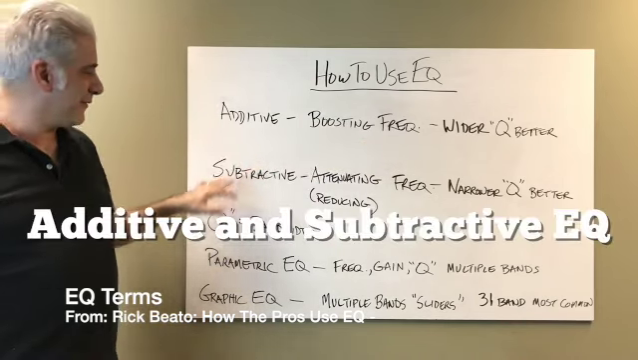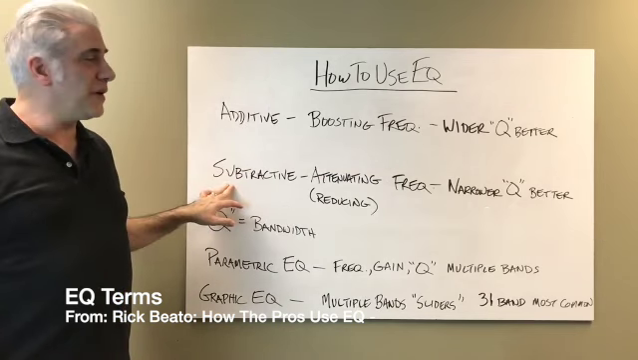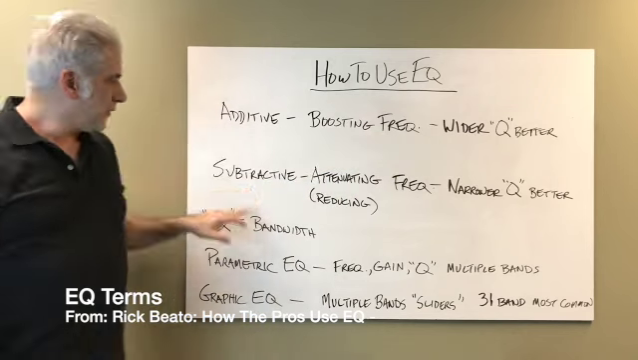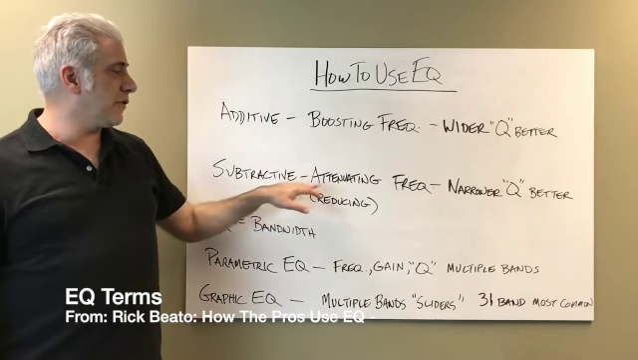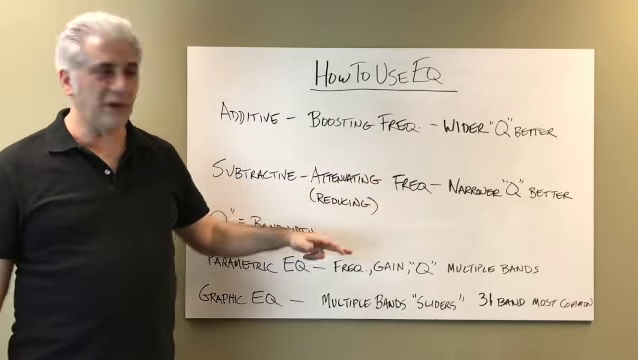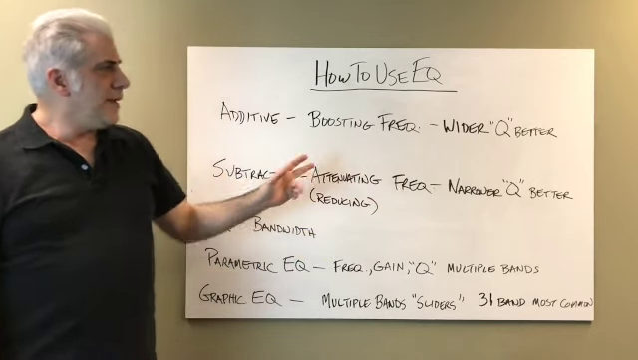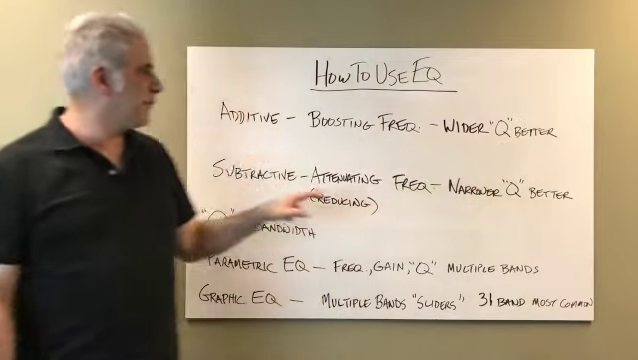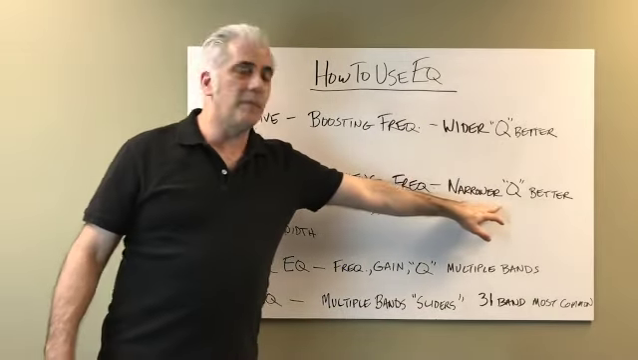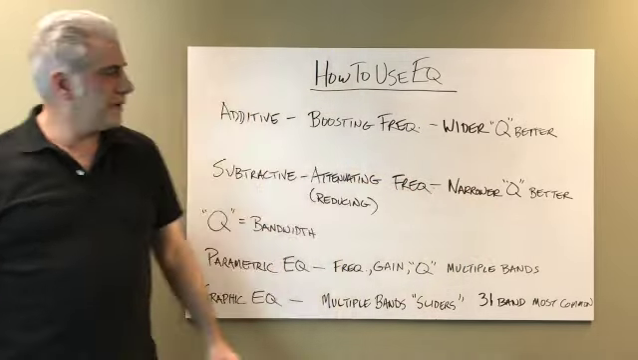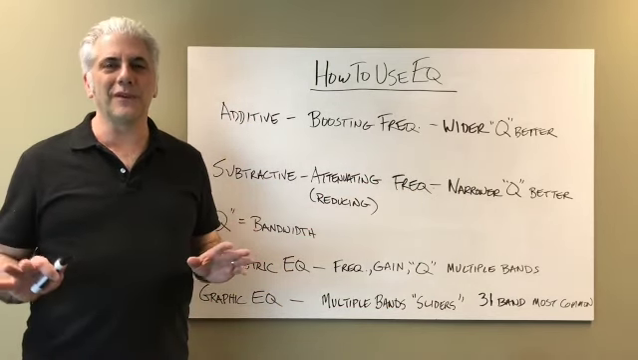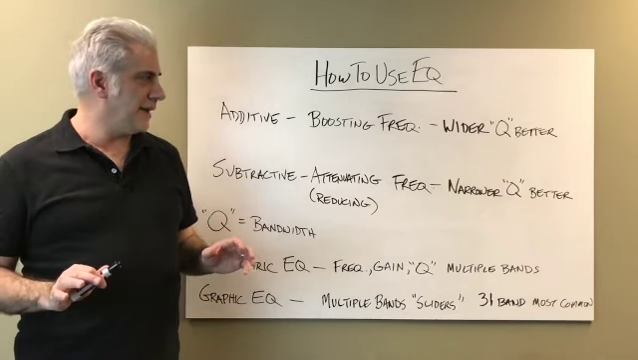Now let's talk about two different types of EQ that are generally considered, which is additive and subtractive. That's pretty self-explanatory. Additive EQ is boosting frequencies. Subtractive EQ is attenuating, which means reducing frequencies, okay? Now, you'll hear people say that wider Qs are better for boosting and narrow Qs are better for subtractive. That's a general rule of thumb, but I wouldn't necessarily stick with that completely.